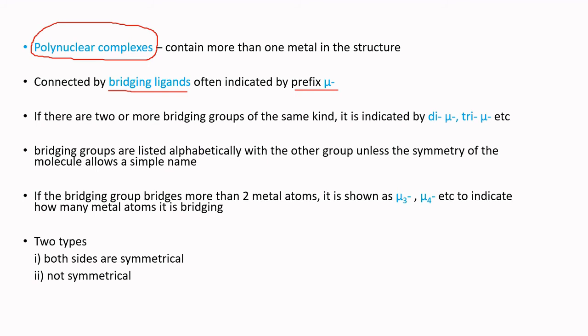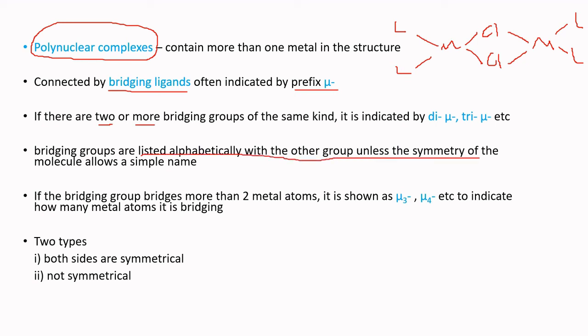If there are 2 or more bridging groups of the same kind, it is usually indicated by dimu or trimu. Let's say you have a complex with 2 chlorine that serve as a bridge ligand for a metal, and this metal has another ligand attached to it. When you name this, you have 2 chloro here, meaning that you have di-mu-chloro, like that.